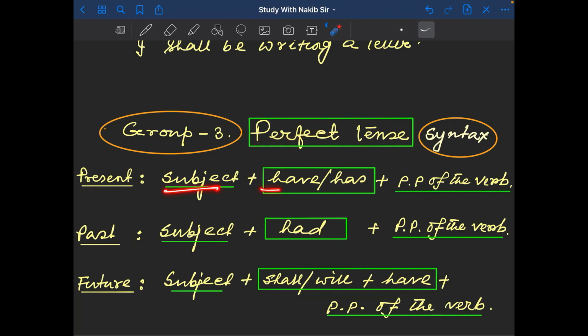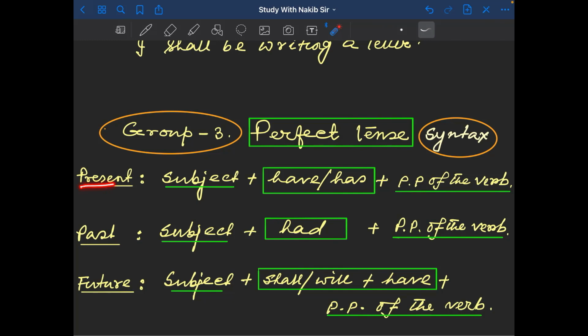See, subject, have or has plus pp of the verb, that means past participle of the verb. So past perfect tense: subject, then had, it is another form, the past tense form of have or has. So subject plus had plus pp of the verb, past participle of the verb. And the future perfect tense: subject, and for the futurity you know shall or will is used, and have for the perfect tense, and pp of the verb, past participle of the verb. So the structures of perfect tenses in English are at a glance.